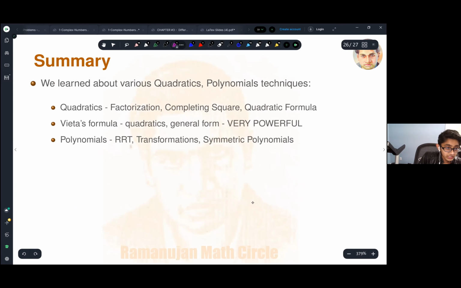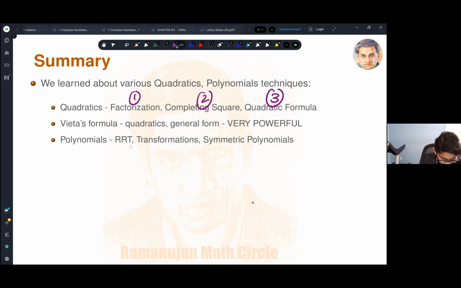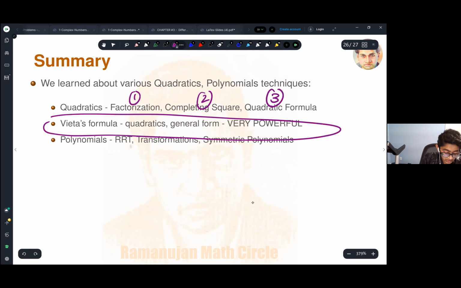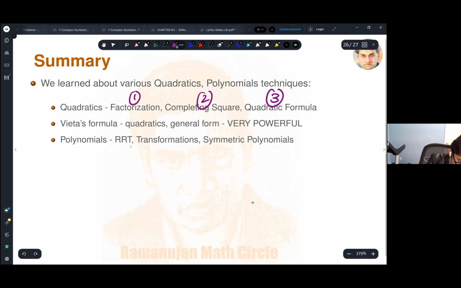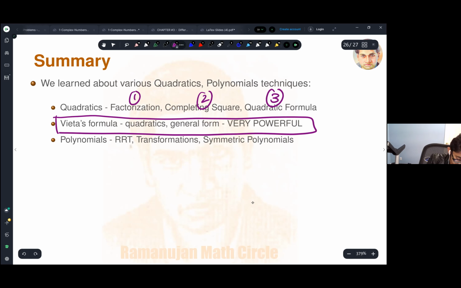So now let's go for a summary. We learned about various things related to quadratics: factorization, completing the square, and the quadratic formula. This is the order in which you should approach it. First try to factor it. If it doesn't work, then try to complete the square, and worst case scenario, the quadratic formula. Vieta's formulas are very, very powerful. I brought it up so many times during the entire presentation because it's very useful. And then we have the rational root theorem, transformations and symmetric polynomials. Transformations are a simple concept, but just know how to apply them. Symmetric polynomials also, you just need to have some useful identities in mind.